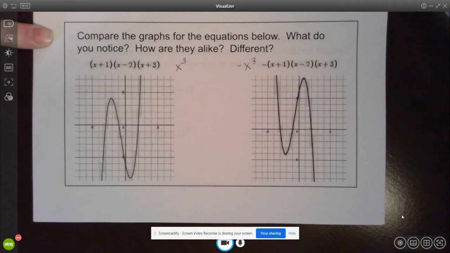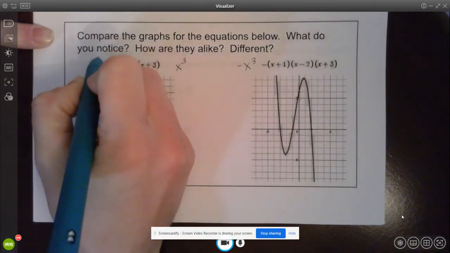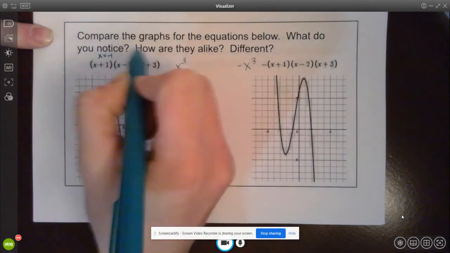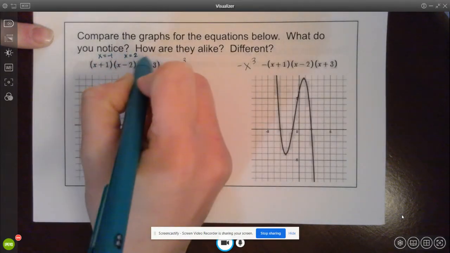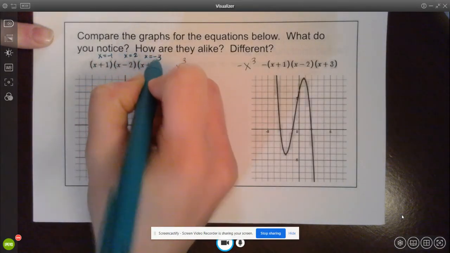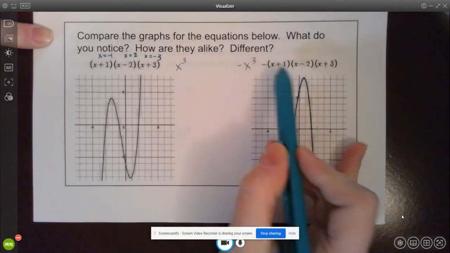They both have 3 factors, 3 x-intercepts, and they happen to be the same x-intercepts. This would be x equals -1, x equals 2, and x equals -3. Same thing over here.